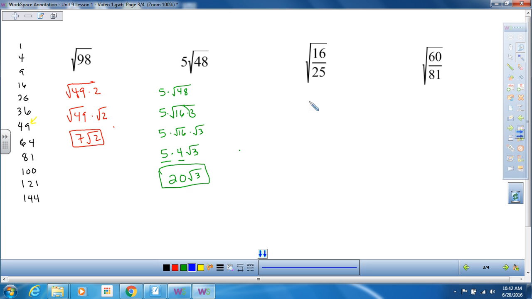All right, these last two are the division property. So what it says is that I can separate numerator and denominator. So I can write this as square root of 16 over square root of 25, and then simplify each one. All right, square root of 16. 16 is in my list. That's just 4. Square root of 25. 25 is in my list. That's just 5. So this answer is just 4/5.